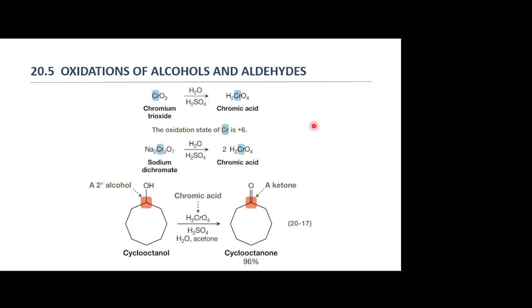So it's very useful. The oxidation state of the Cr here is going to be +6. It's very, very oxidized. The sodium dichromate here can also be used to make chromic acid. Has anybody ever heard of hexavalent chromium, by the way?